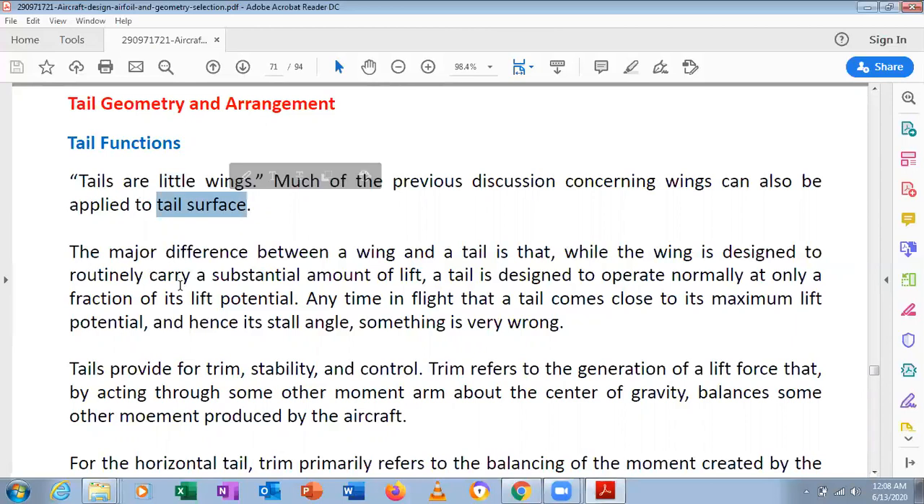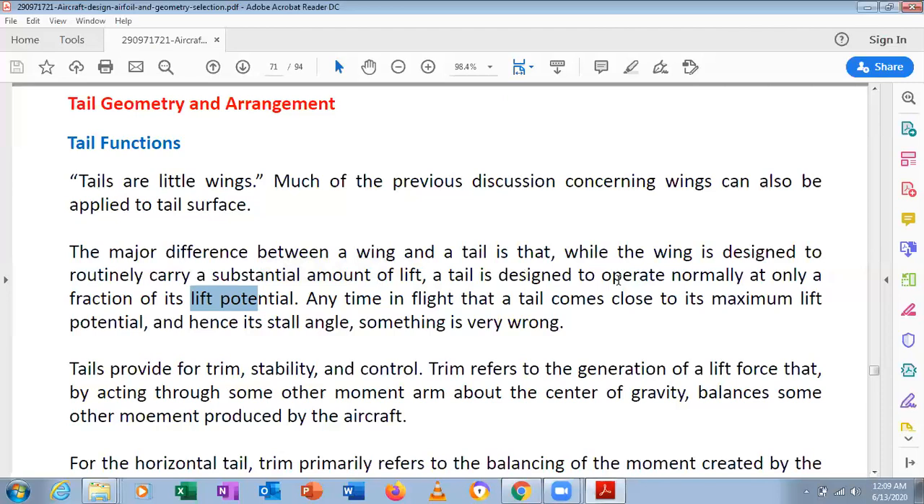The major difference between the wing and the tail, please understand, is that while the wing is designed to routinely carry a substantial amount of lift, a tail is designed to operate normally at only a fraction of lift potential. It is just for a small amount of lift, not a substantial amount of lift.